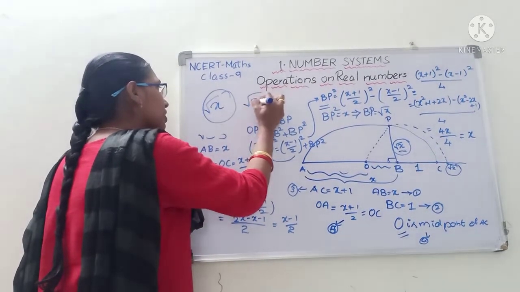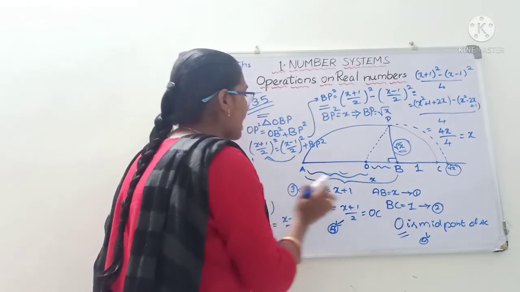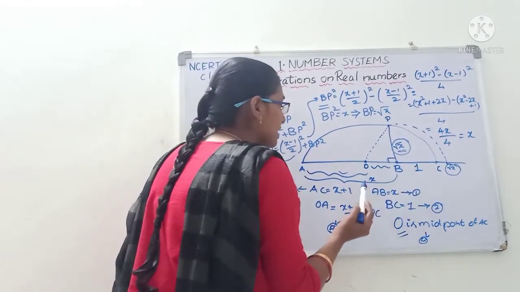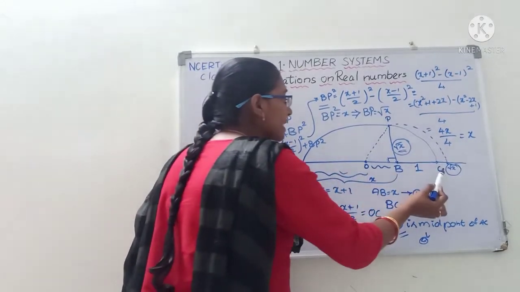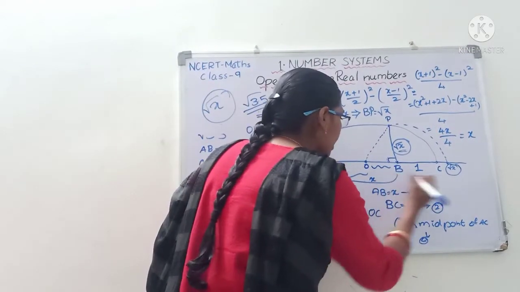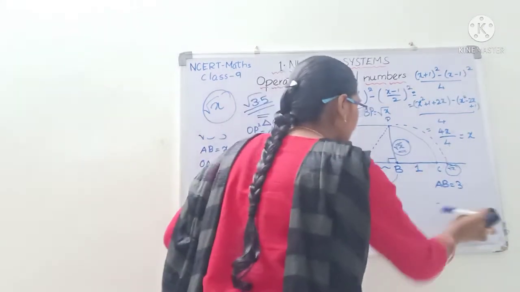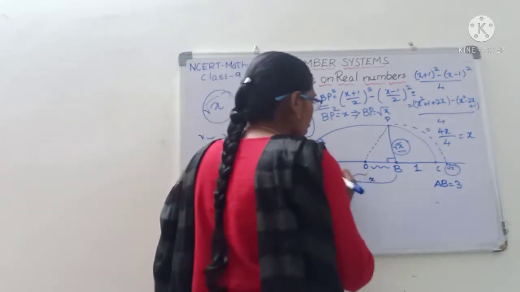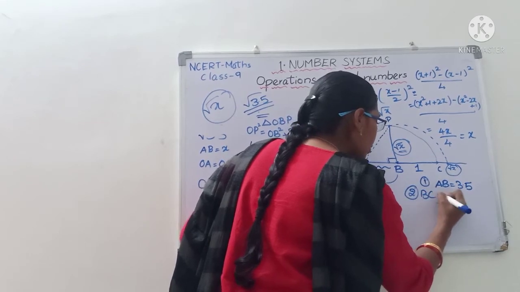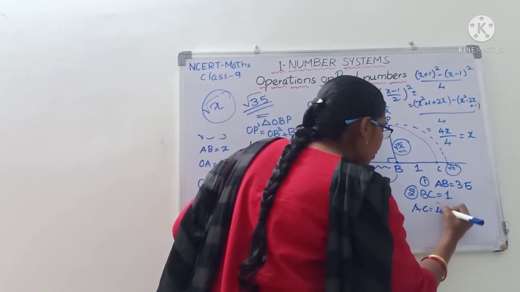Suppose we want to mark root 3.5 on the number line. First, draw AB of length 3.5 units. Then extend BC, which will be 1 unit again. So completely AC will be 3.5 plus 1, which is 4.5. So now AC will be what, children? 3.5 plus 1 is 4.5.